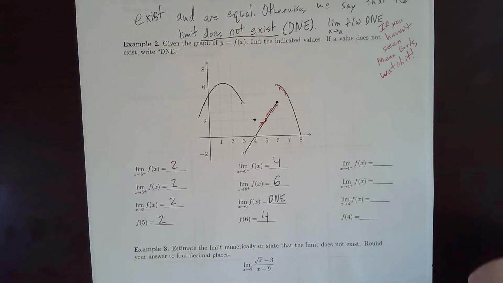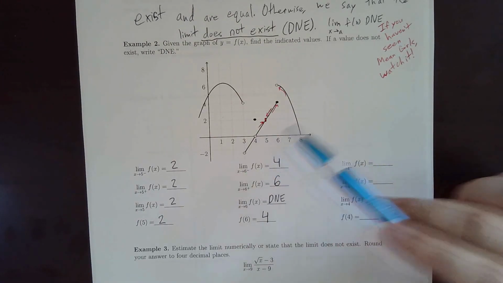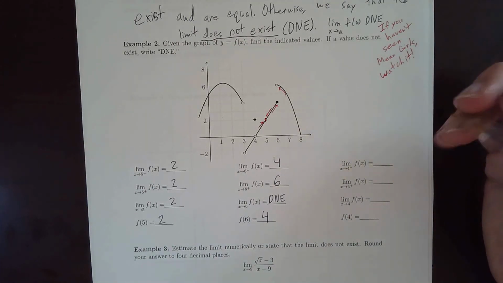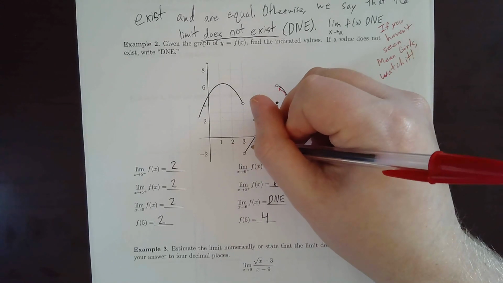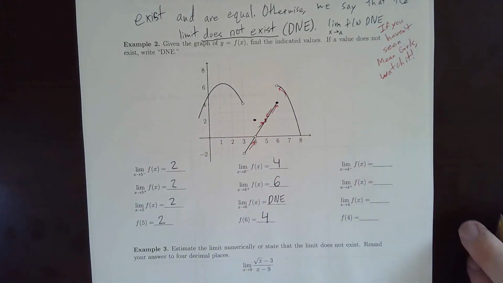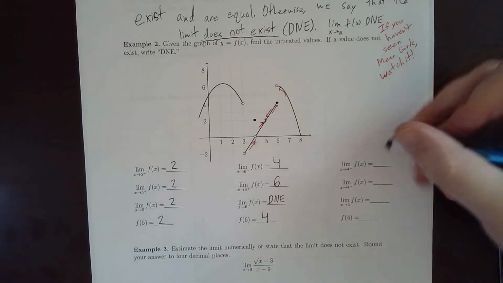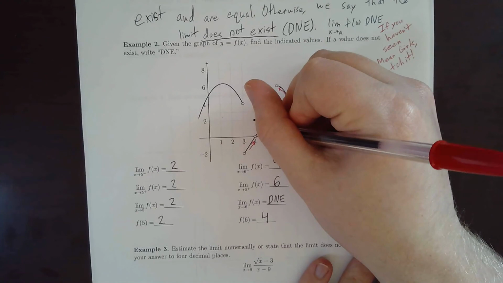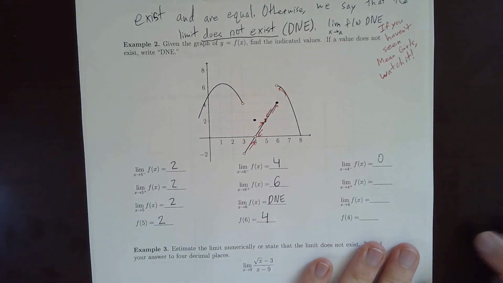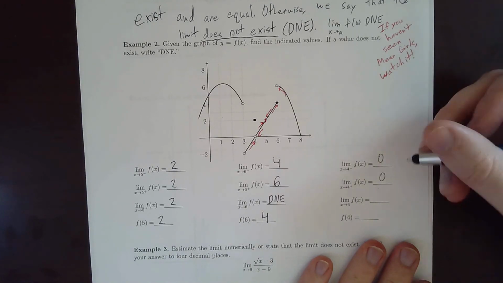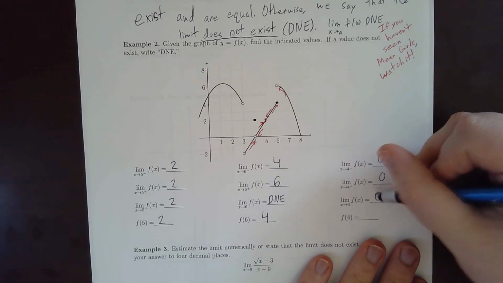All right, and last but not least, let's go ahead and look at the x value 4. When we're coming in from the left, it looks as though our y value is going to be 0. And when we come in from the right, it looks as though our y value is going to end up being 0. So overall, we would say that the limit, as we're getting closer to that point, is 0.